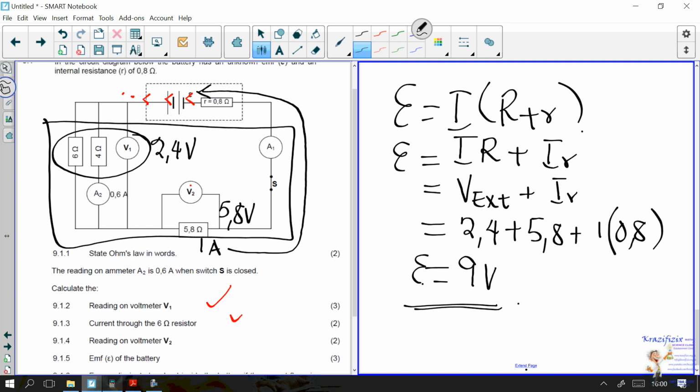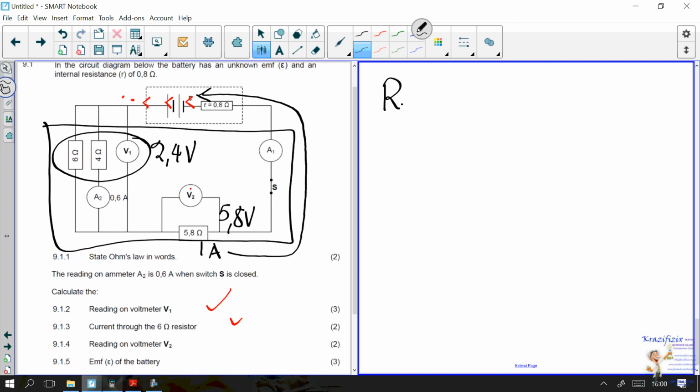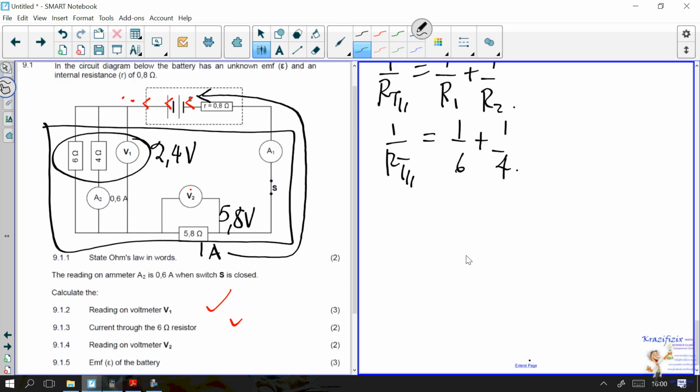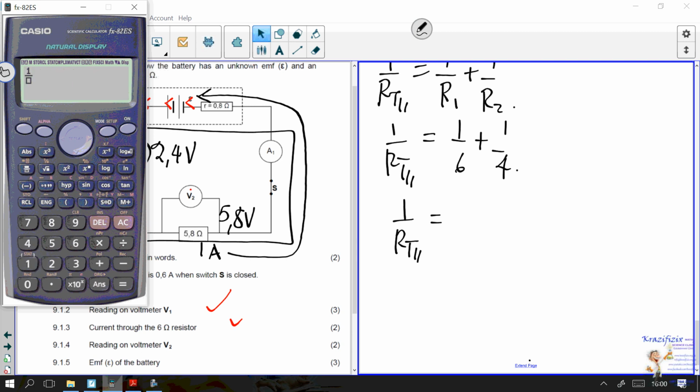The other way I could have done is to calculate my total resistance, and I want to do that with you quickly. The 4 and 6 are connected in parallel. 1 over RT parallel equals 1 over R1 plus 1 over R2. 1 over RT parallel equals 1 over 6 plus 1 over 4. Use your calculator quickly. What will that give you? That will give you 5 over 12.